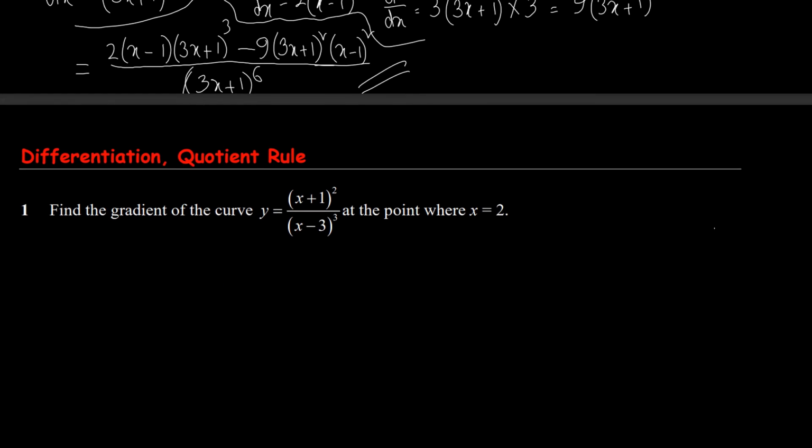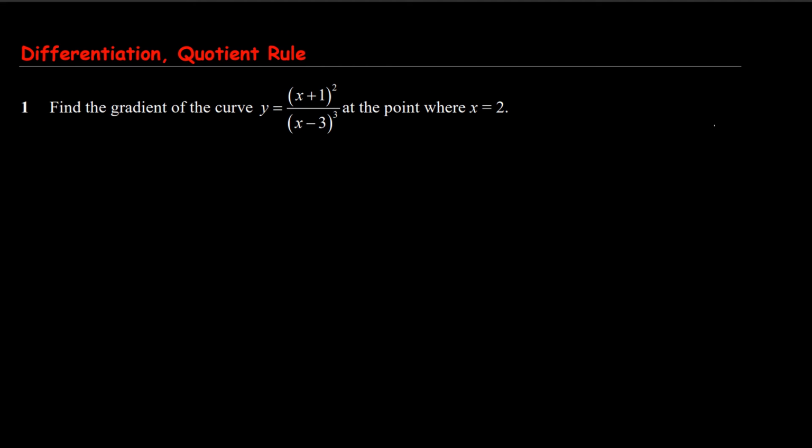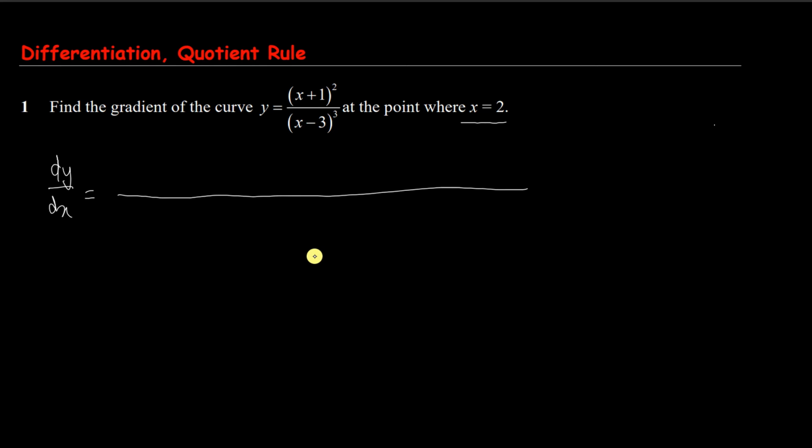I prepared one question for you: find the gradient of the curve, if it is written like this, at the point x equals 2. What is the gradient? The same procedure we can apply here. For the gradient, we first need to find dy by dx. Let me write the expression.